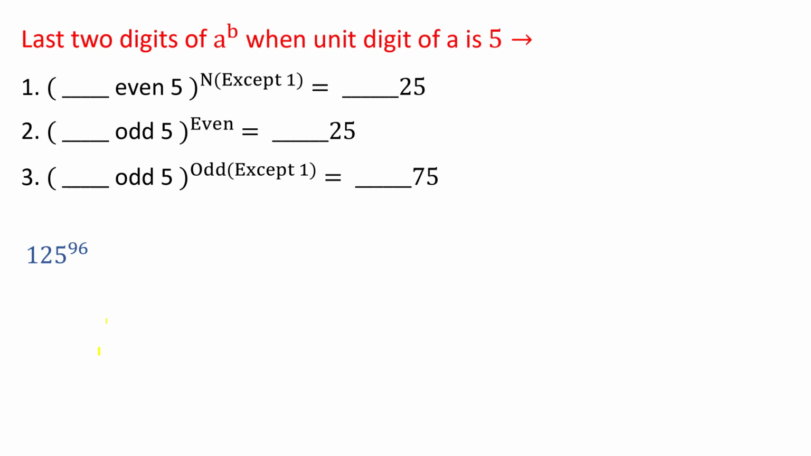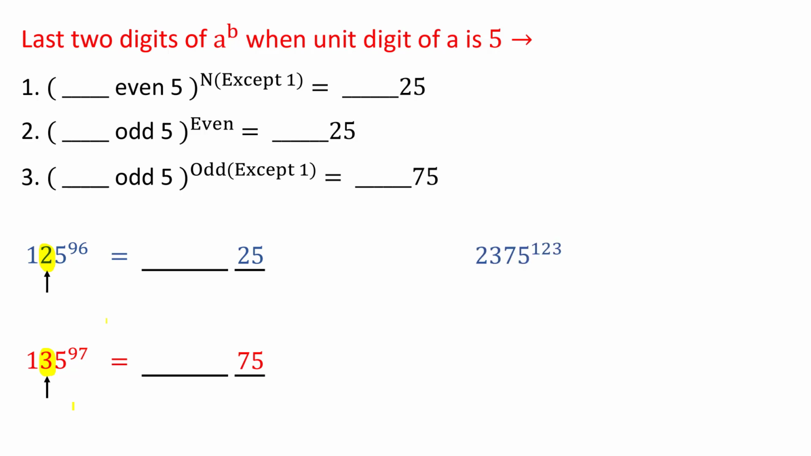We want to find the last two digits of 125 to the power 96. Over here unit digit is 5, second last digit is even. Second last digit is even, to the power any natural number always ends with 25. Okay, let's take one more example. 135 to the power 97. Over here unit digit is 5 and second last digit is odd. Okay, in that case, if power is odd, last two digits are going to be 75.